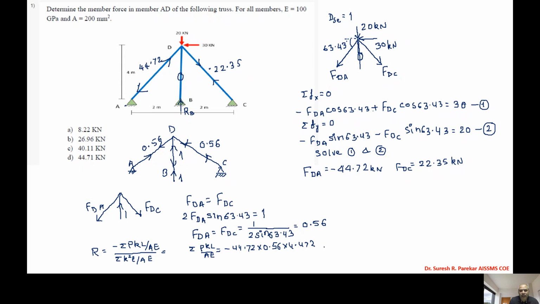And second we have that is plus, which is 22.35 into 0.56 into 4.472. And if we calculate this value, we are going to get this equal to 56.03. So we have this value, that is minus 56.03.